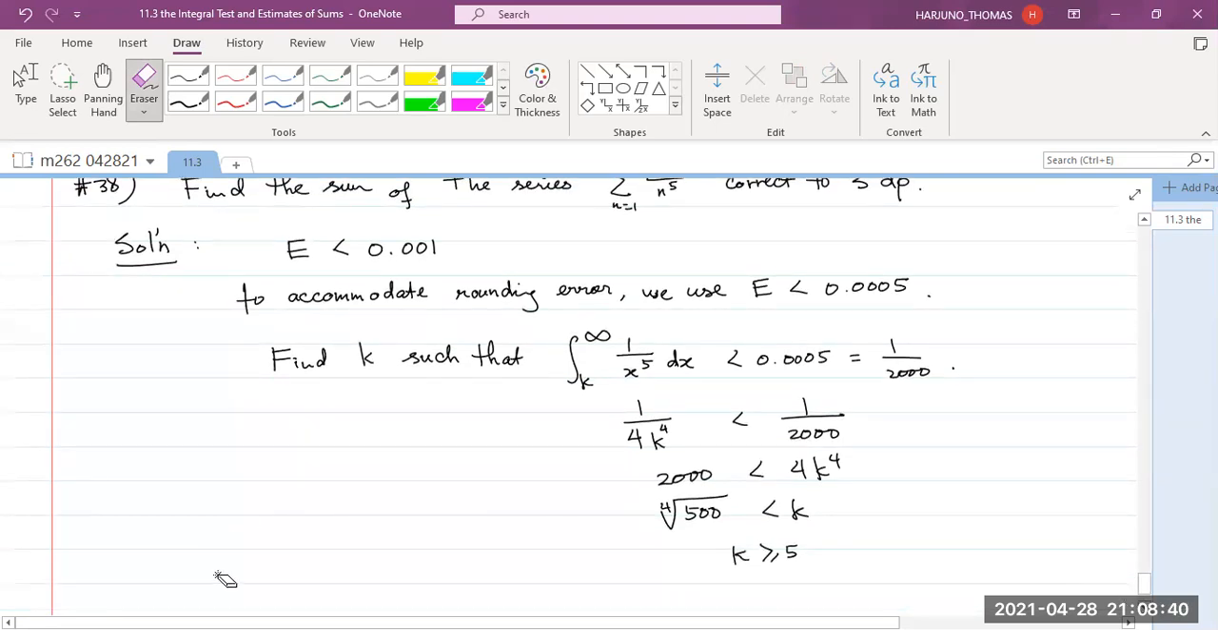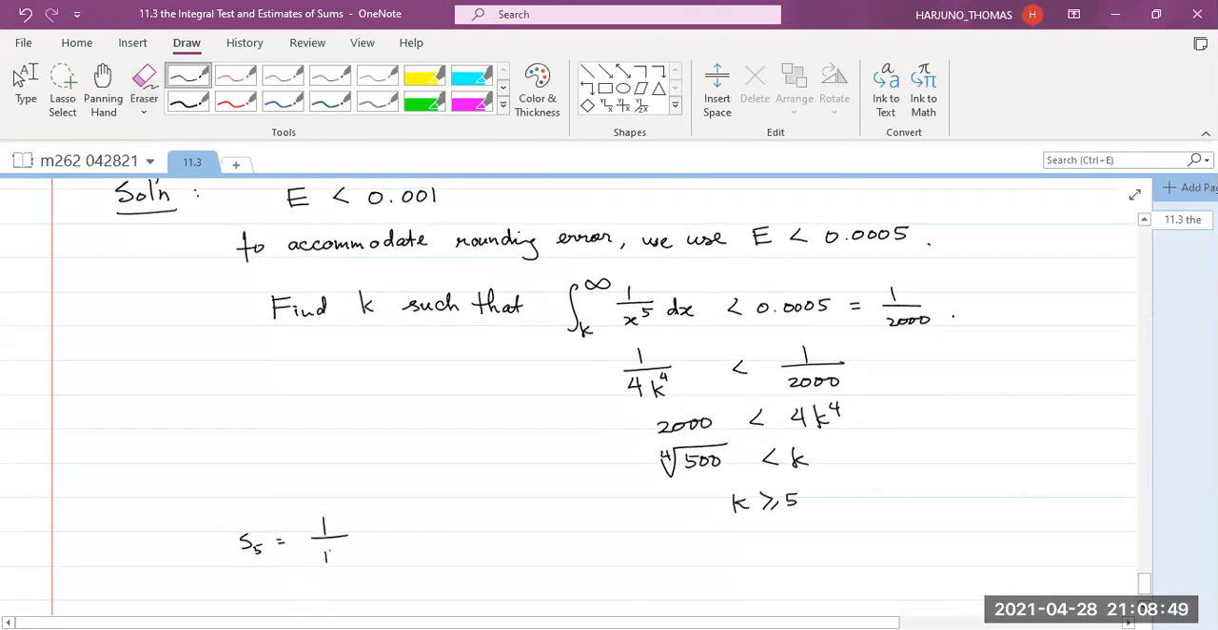Now let's actually find the first 5 terms: 1 over 1 to the 5th plus 1 over 2 to the 5th, up to 1 over 5 to the 5th. Let me just use my calculator. I get 1.036662.